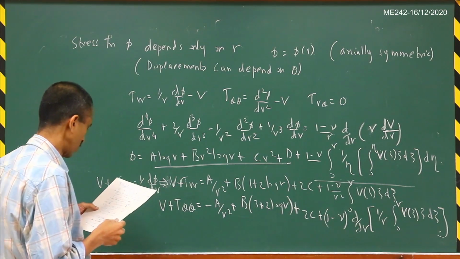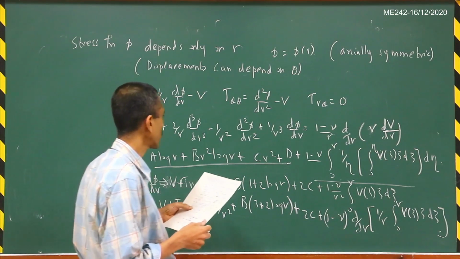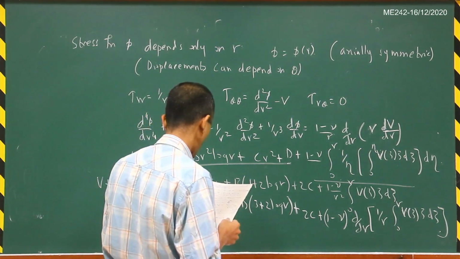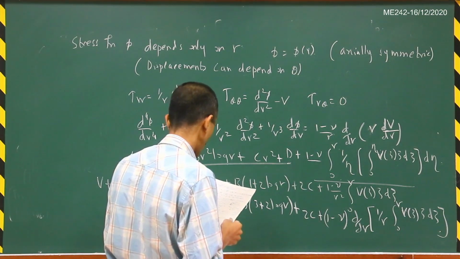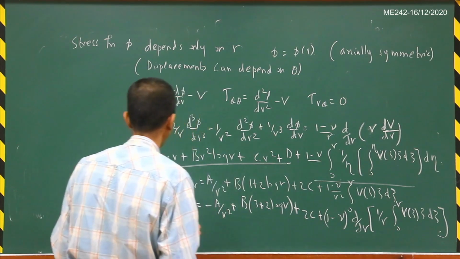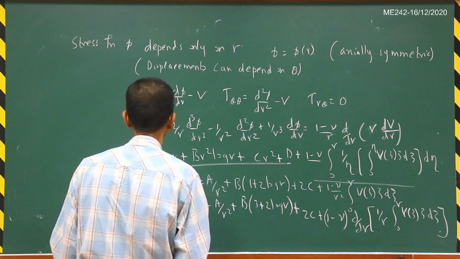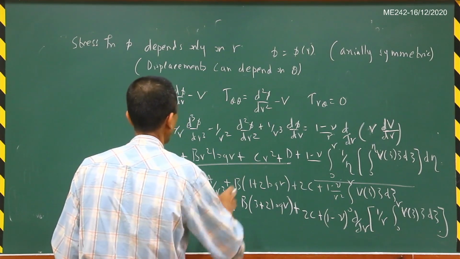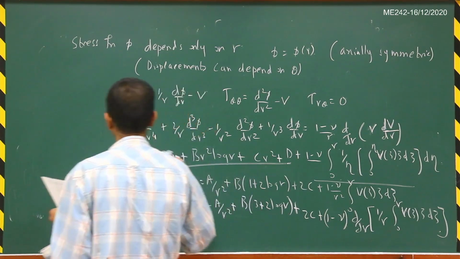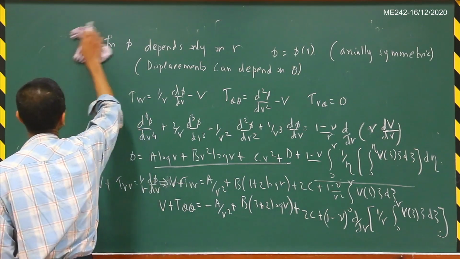Let me try to simplify some of these things. If you just take the case of uniform tension or compression, then you will get tau rr equal to tau theta theta equal to 2c. That will be the only contribution if you have a uniform tension or compression. So let's write that.